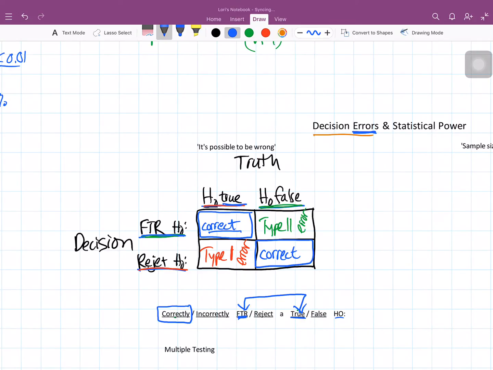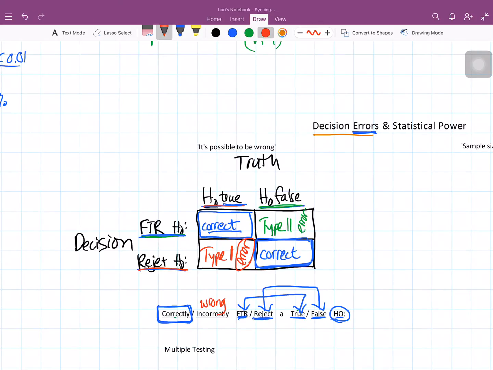The other way of being correct is right here. I correctly rejected a false null hypothesis. Again, if I reject it and it was false, I did the right thing. Now, there are also two ways of making the wrong choice. In other words, an error is being incorrect. And so here, in this quadrant, I make an error. In other words, I am wrong.